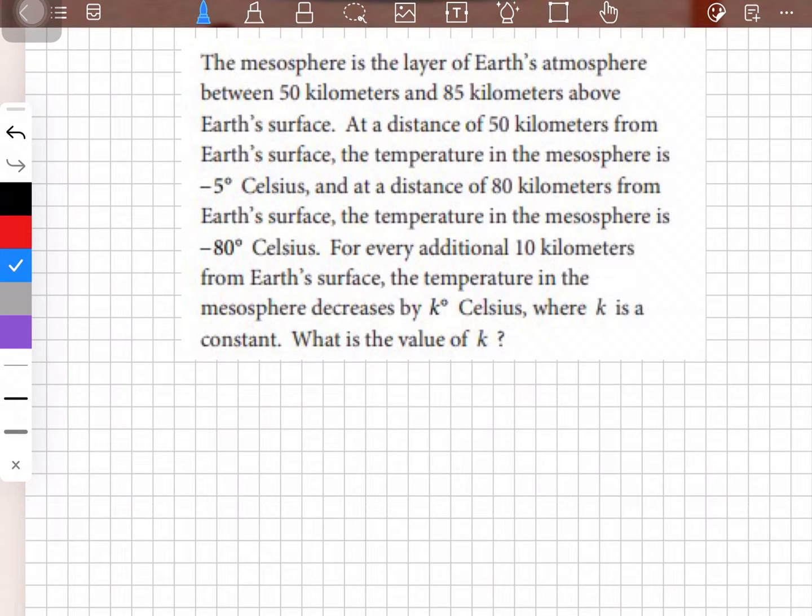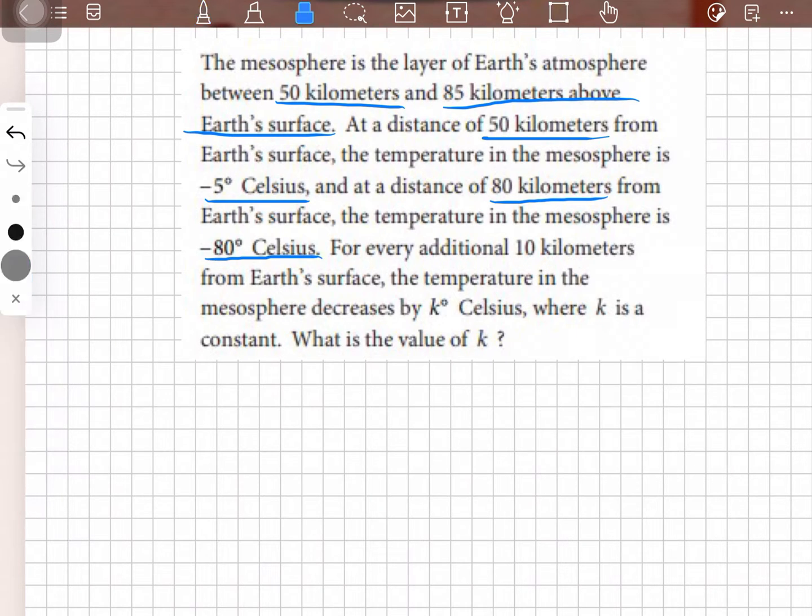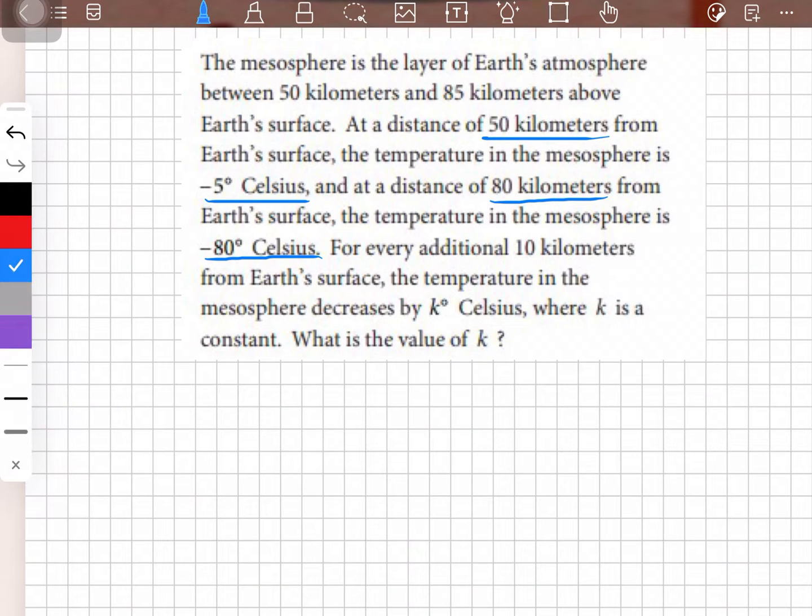So the mesosphere is the layer of Earth's atmosphere between 50 kilometers and 85 kilometers above the Earth's surface. So this is most likely just additional info. We don't need it to solve the question. At a distance of 50 kilometers from the Earth's surface, the temperature in the mesosphere is minus 5 degrees Celsius. And at a distance of 80 kilometers from the Earth's surface, the temperature in the mesosphere is minus 80 Celsius. So these are unimportant.